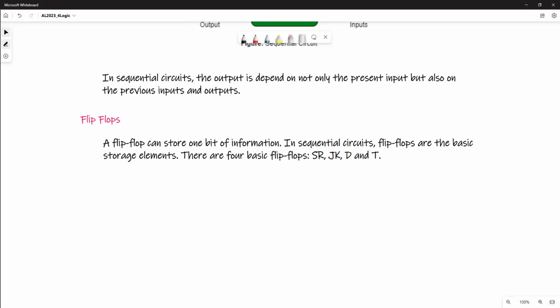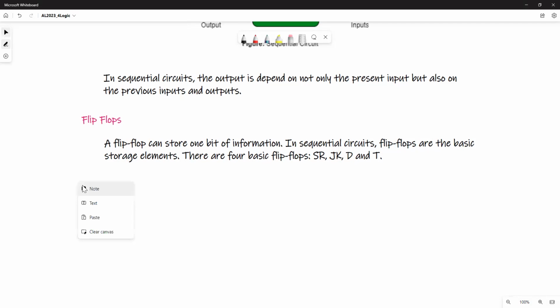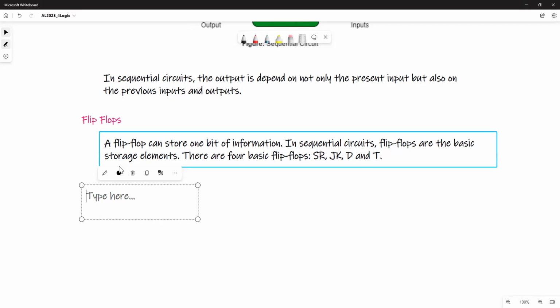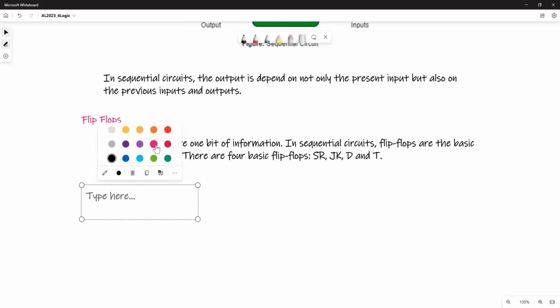So let's start with the basic flip-flop. Let's start with SR. SR means set reset. So let's start with set reset. We call it the SR flip-flop. I will explain now.